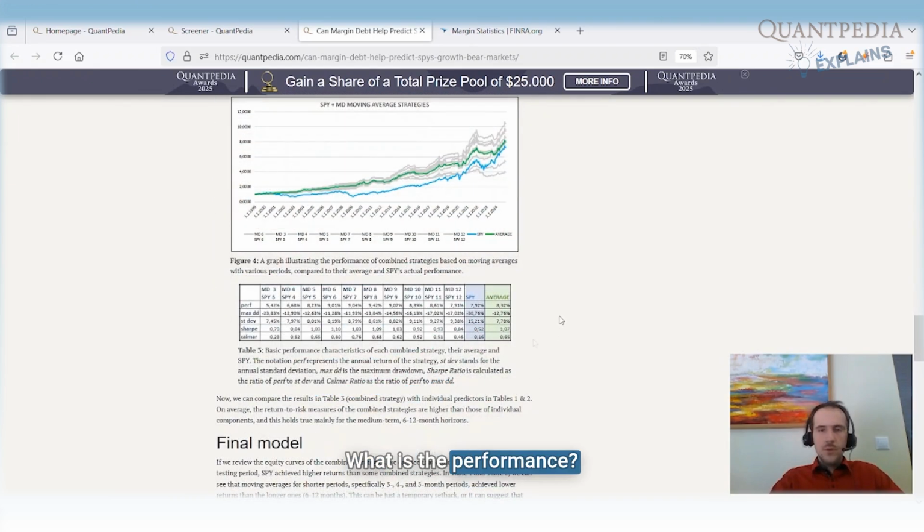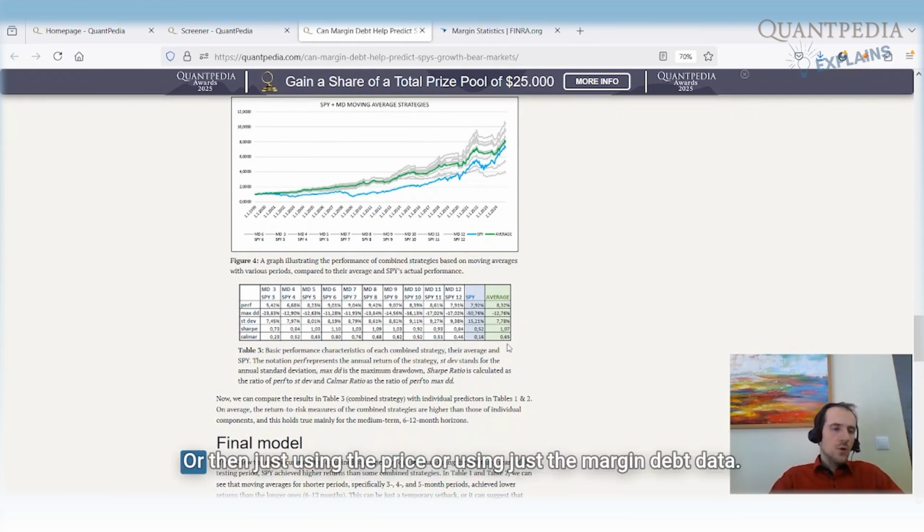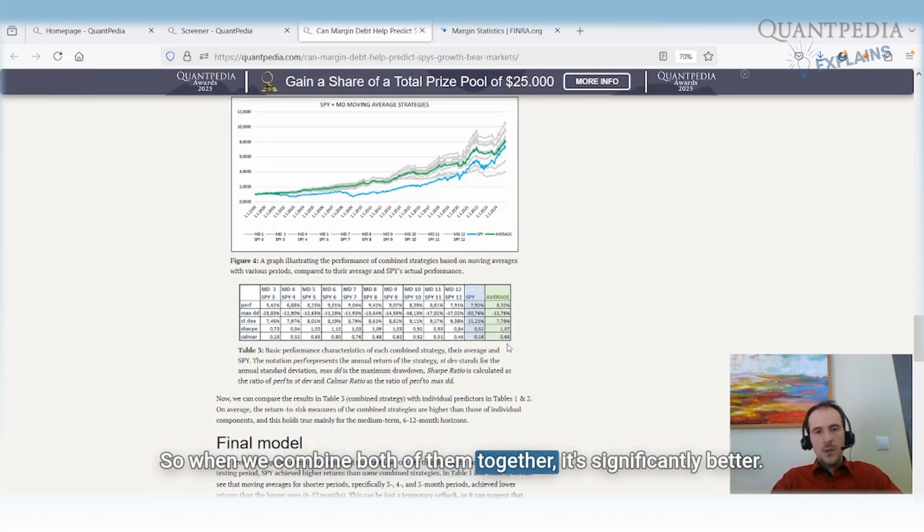Okay, what is the performance? Once again, higher performance, lower maximum drawdown, lower standard deviation, higher Sharpe ratio, higher Calmar ratio than SPI alone, or than just using the price or using just the margin debt data. So when we combine both of them together, it's significantly better.